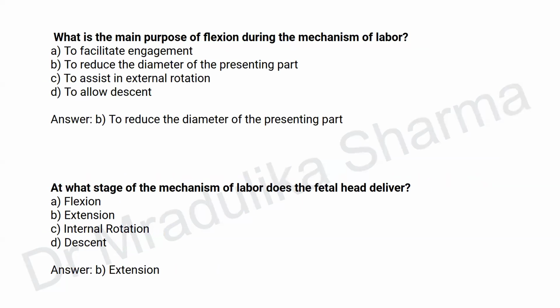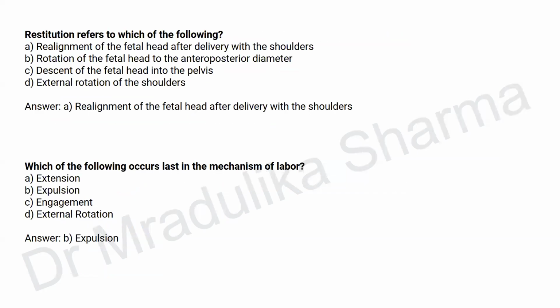Now, what is the main purpose of flexion during the mechanism of labor? To reduce the diameter of the presenting part, as we already discussed. At what stage of the mechanism of labor does the fetal head deliver? During the extension. It's a repeat question. Now, restitution refers to which of the following? It's a realignment of the fetal head after delivery with the shoulder, a rotation of the fetal head to the anteroposterior diameter, or descent or external rotation of the shoulder? Well, it's a realignment of the fetal head after delivery with the shoulder.